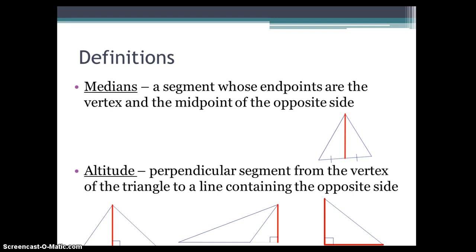An altitude is a perpendicular segment from the vertex of the triangle to a line containing the opposite side. So there are three different types of altitudes. The first one is an altitude that goes in perpendicular to the bottom side, or an opposite side, of the triangle and lies inside the triangle. You can also have an altitude that lies outside the triangle. In the second example, in order to hit the side perpendicular, the side would have to be extended. And the third type of altitude would occur in a right triangle, where the two legs of the triangle are both altitudes.